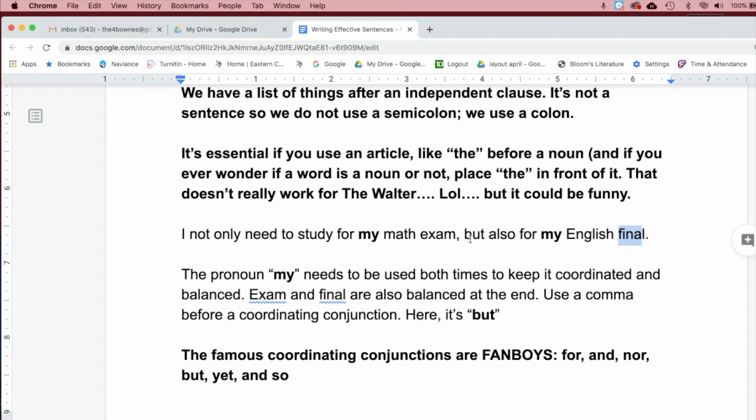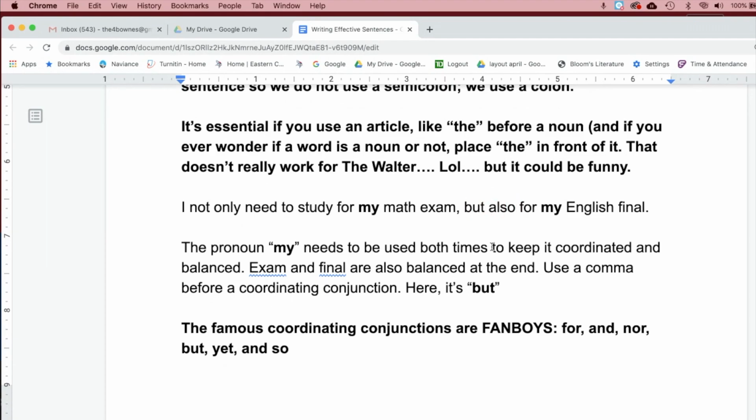You use a comma before a coordinating conjunction, all right? So that is no. That is yes. That is no. That is also no. That's a yes.